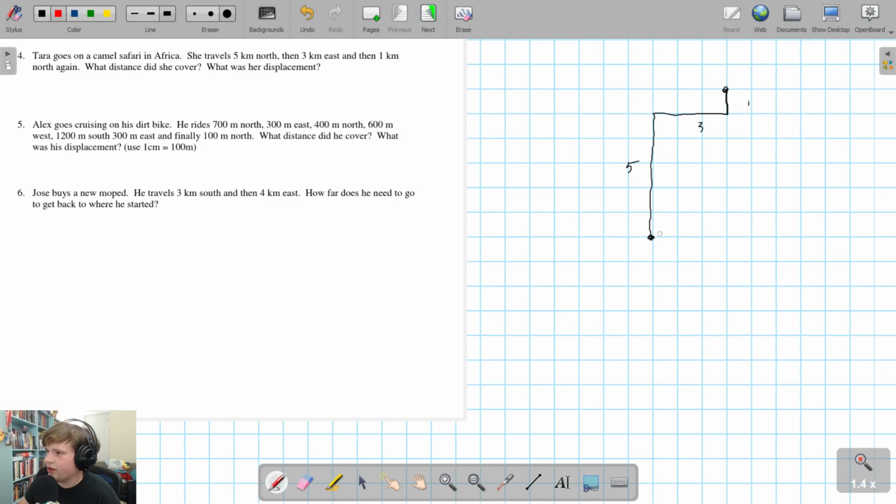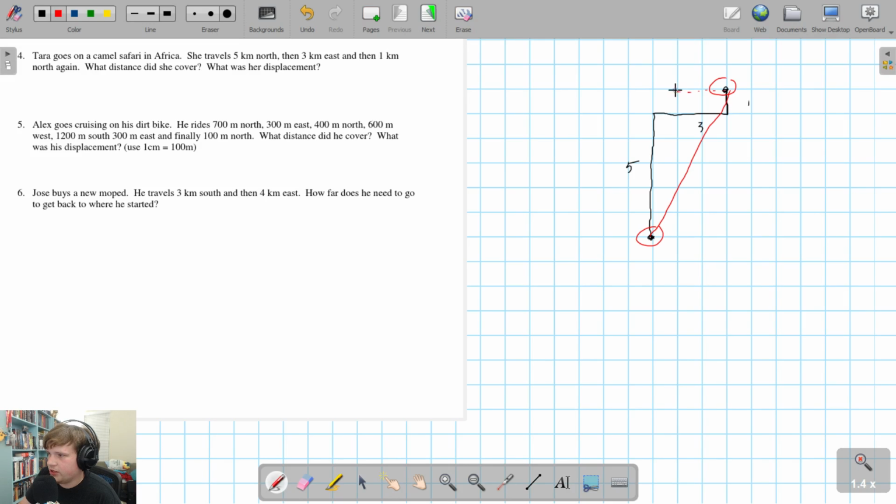Okay, so let's go back to Tara. She went 5, 3, 1. That's a distance of 9. Our displacement is from the starting to the ending. We draw our line. Again, I'm not a good artist. Just pretend that it hits. Just pretend. Okay, now here's our triangle, right? I drew it up.